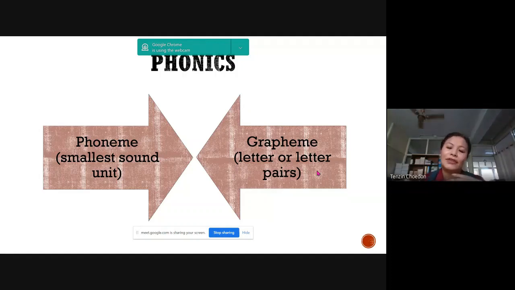Phonics links phoneme and grapheme. So phonics, in a way, deals with the relationship between sound and letter. Okay.